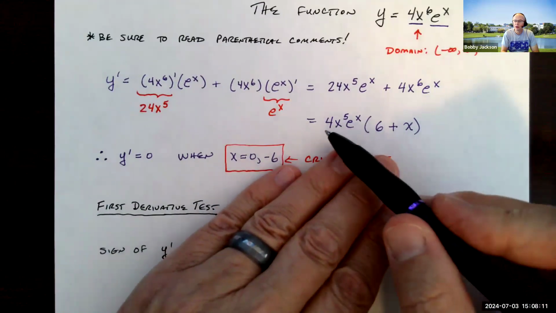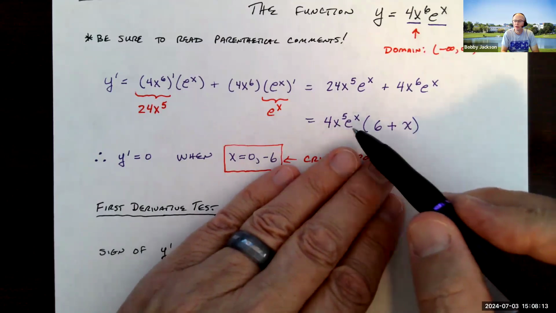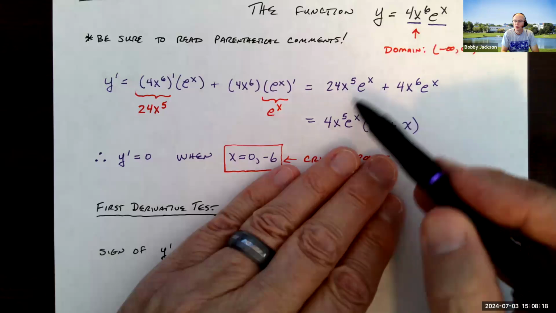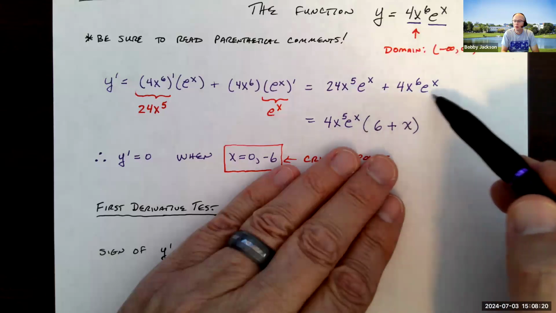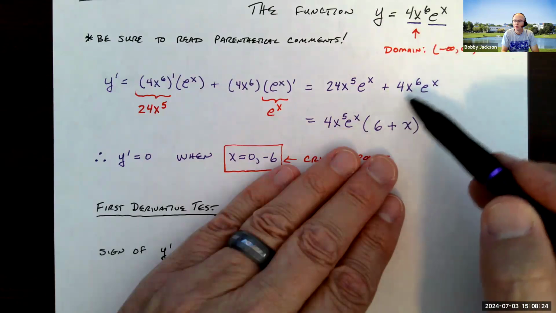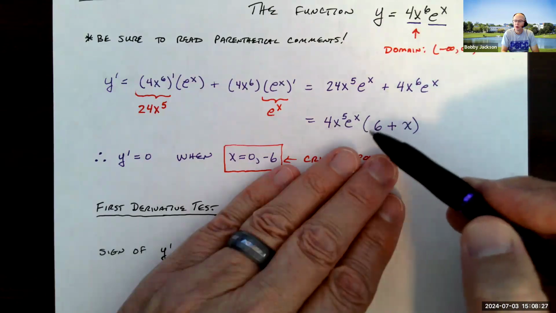So when I factor out the 4x to the fifth e to the x, what's that leave me? Well, just 6 here, right? 6 times 4 is 24. Everything else is there. Here, when I factor out 4x to the fifth e to the x, I'm just left with 1x, as everyone hopefully sees that. So here's how it factors.